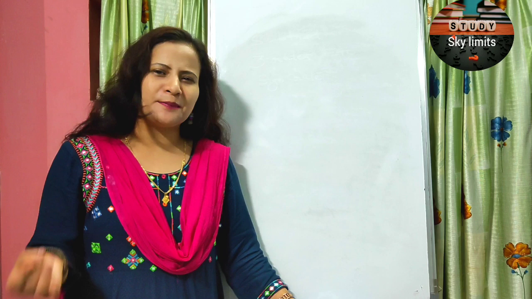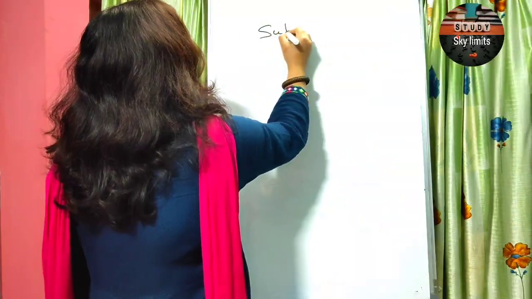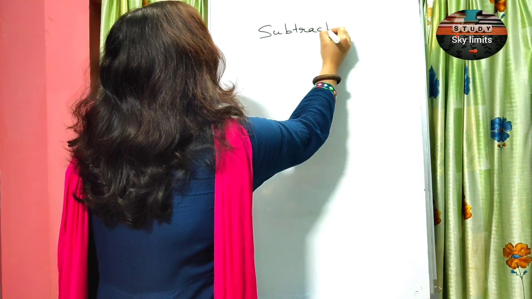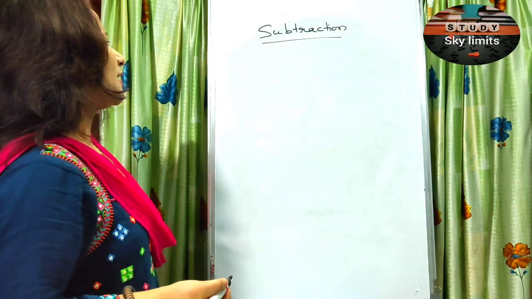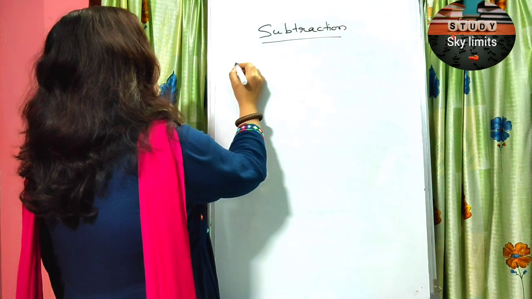I hope you have been practicing and remembering the sign rule as well as the various rules that I taught you for addition and subtraction. So today we will be continuing with the next part, that is the subtraction of integers. Next we are going to discuss how to subtract various integers. So let us solve some questions.